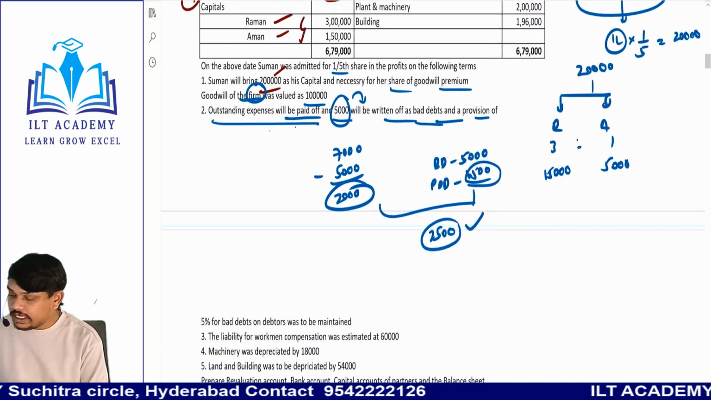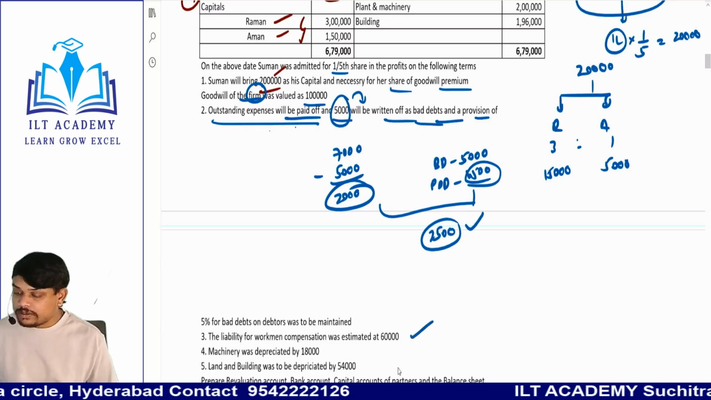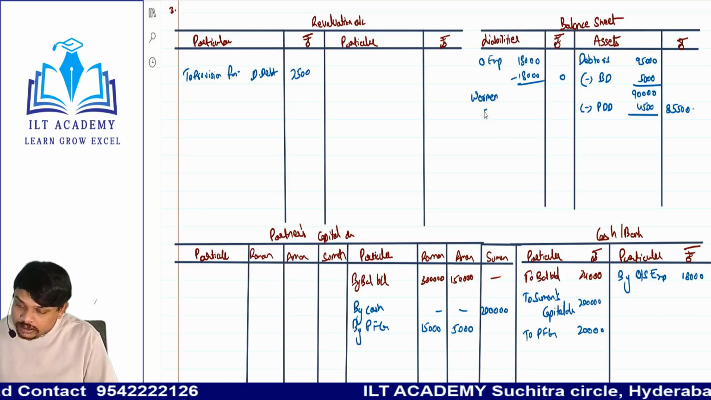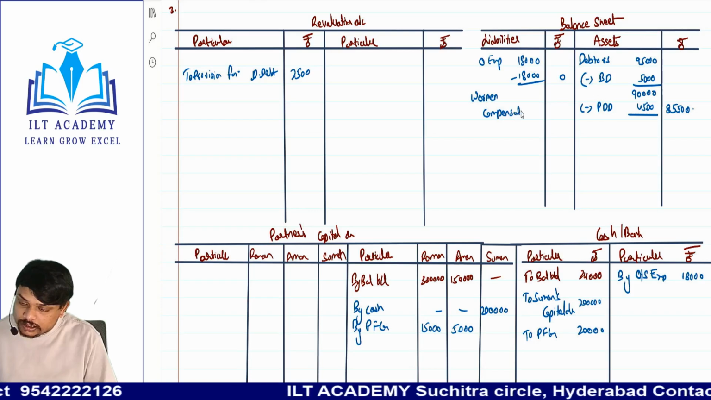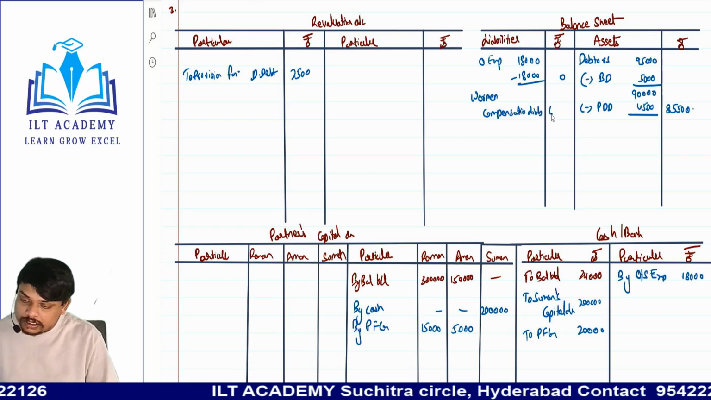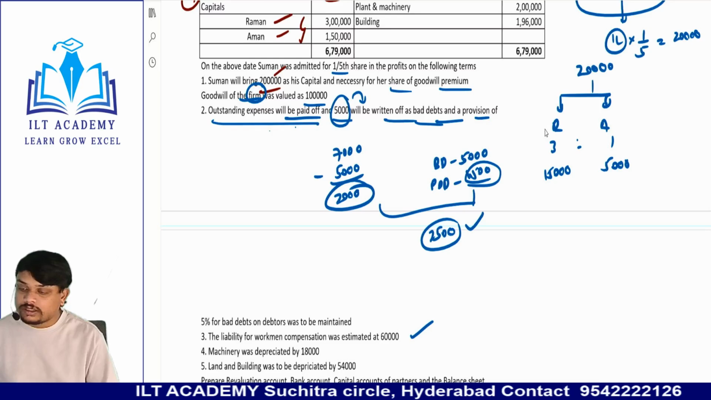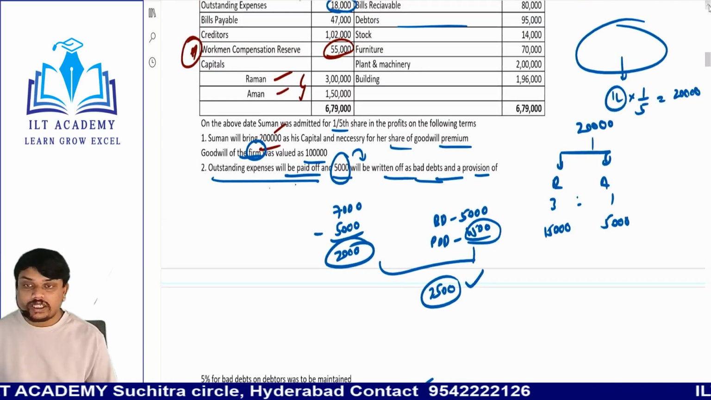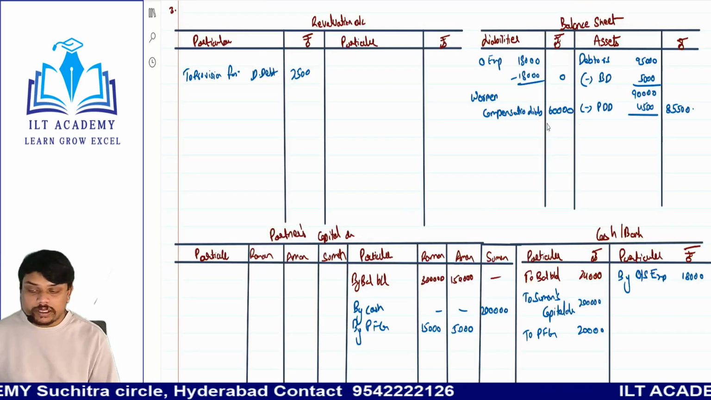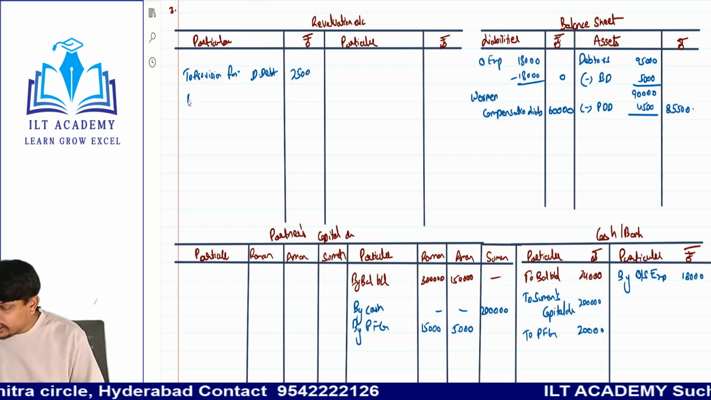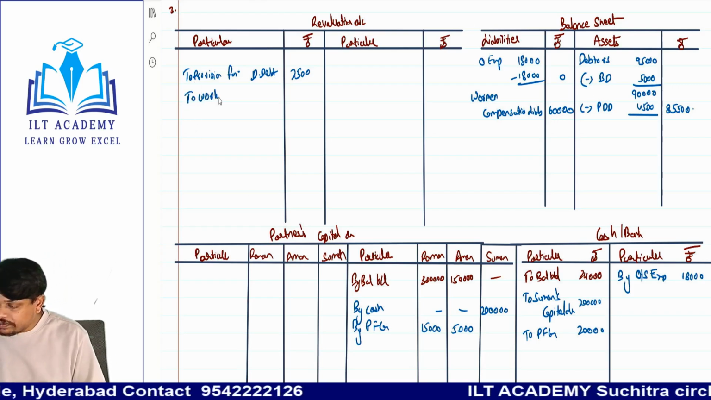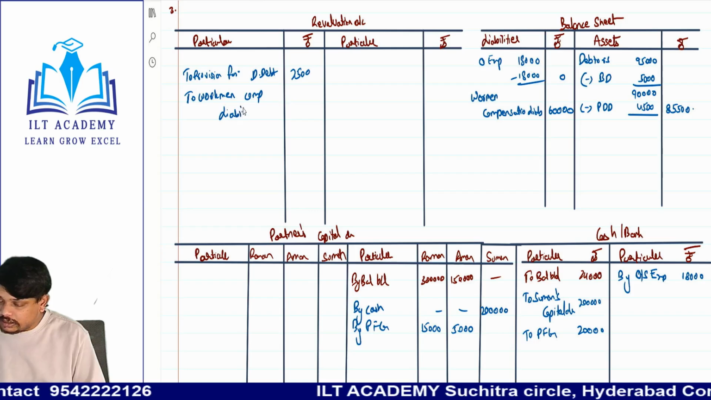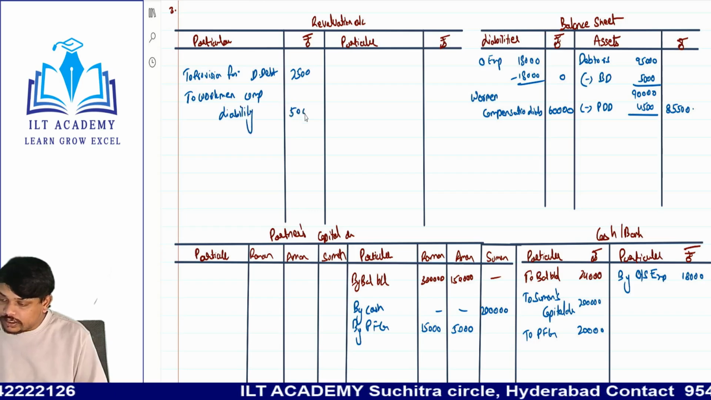The liability of workman compensation was estimated to be 60,000. And if you observe the workman compensation reserve, we already have 55,000. So from the reserve we will be able to take 55,000, and the remaining 5,000 needs to be a workman compensation liability. 5,000 revaluation.